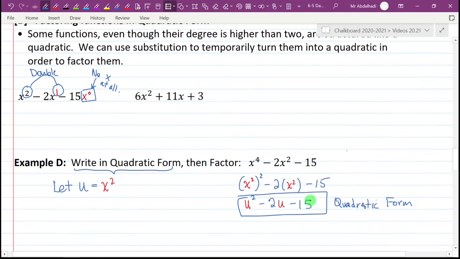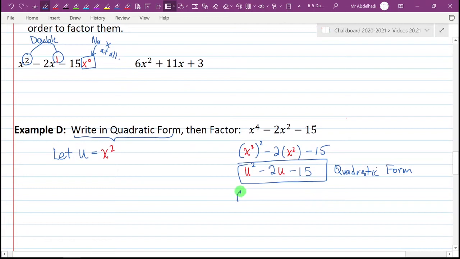Now that it's a quadratic, you can factor this using reverse FOIL. This is a u, this is a u, and we already know that this is going to be minus 5 and plus 3. Now, here's the tricky part. You can't box this as your final factored answer, because what the heck is u? You made up u. You can't leave it there. So once we've factored, which is what the u is for, to help us factor, we need to put back the u the way it was. And u equals x squared.